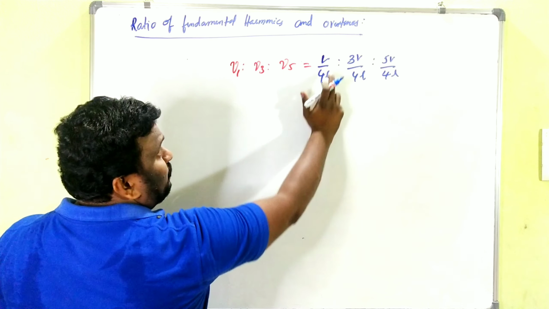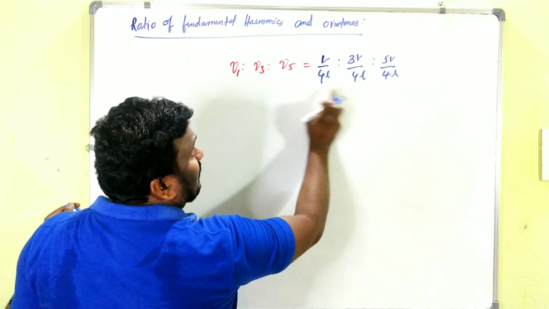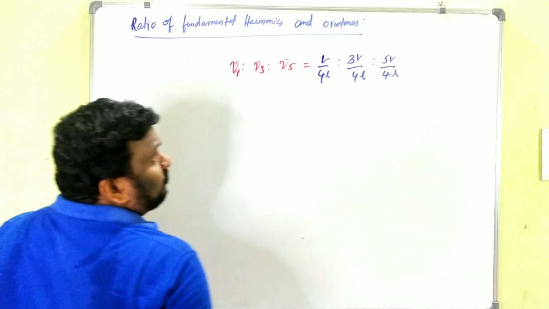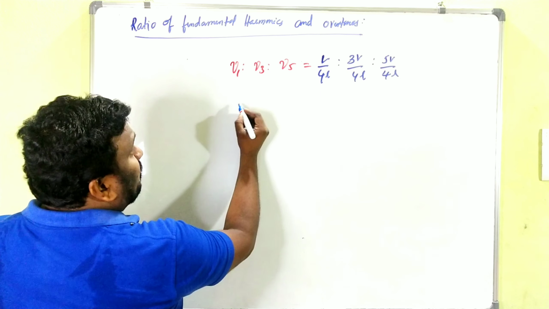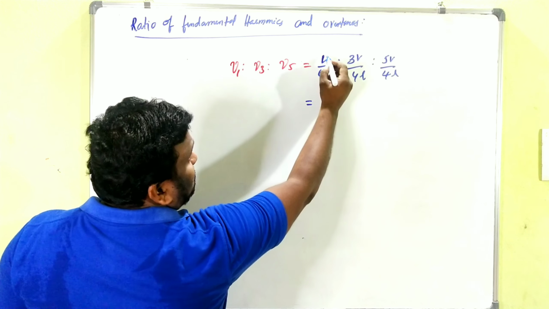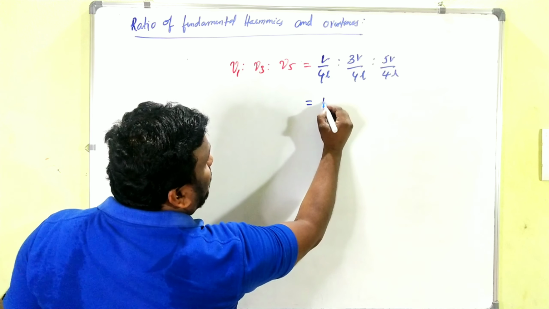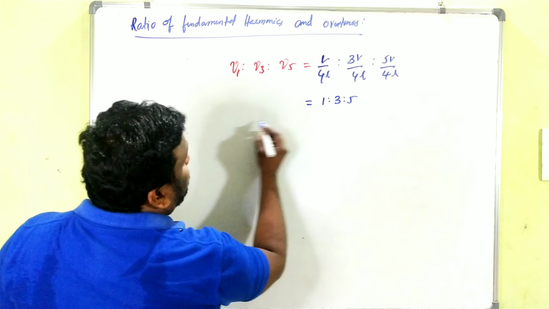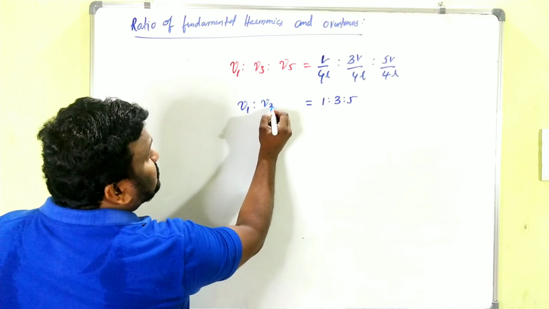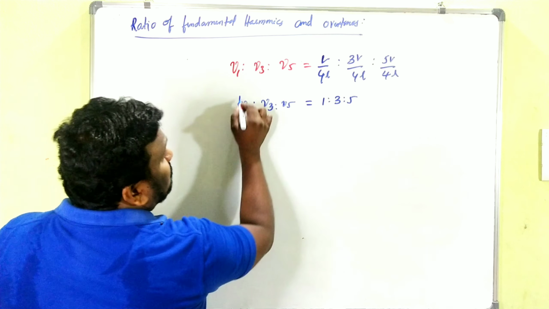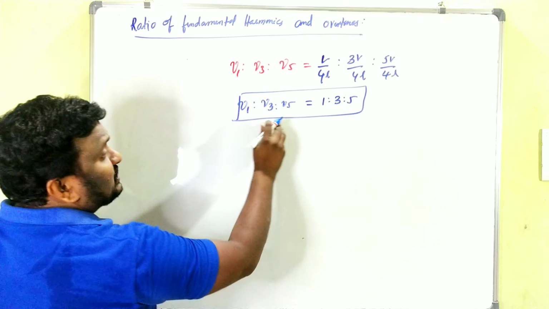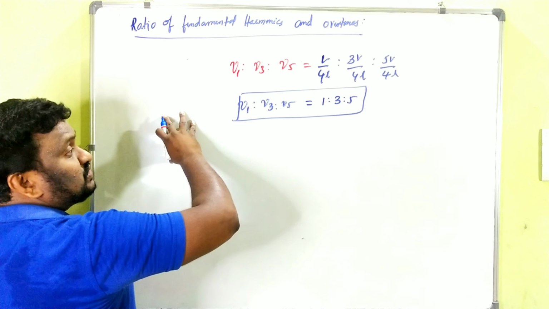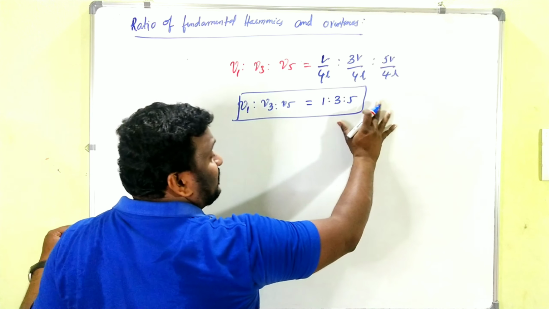Nu 1 is V by 4L, nu 3 is 3V by 4L, nu 5 is 5V by 4L. From that, children, we cancel 4L, and we get 1 is to 3 is to 5. Therefore nu 1 is to nu 3 is to nu 5 is 1 is to 3 is to 5. So the ratio of harmonics in closed pipes is 1 is to 3 is to 5, children.